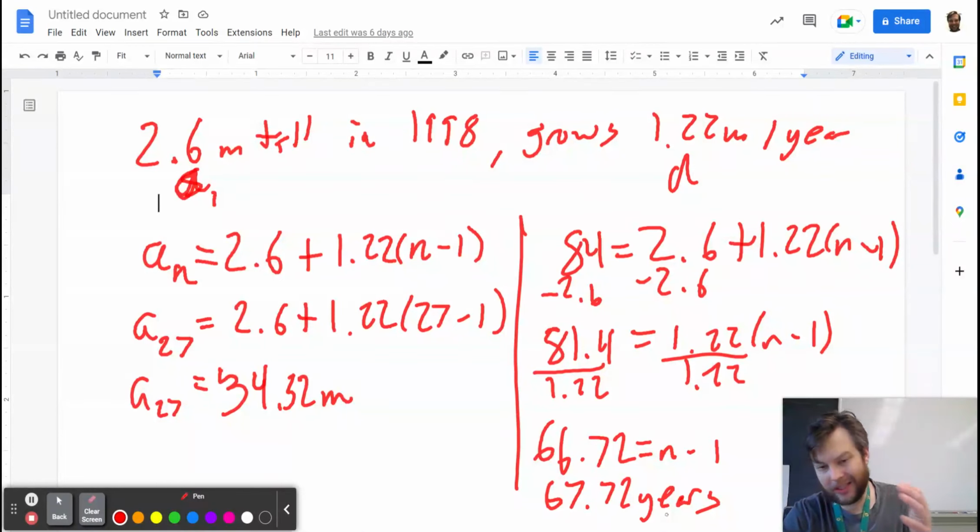Of course, trees don't grow at the same rate forever and ever, but still kind of a cute word problem.